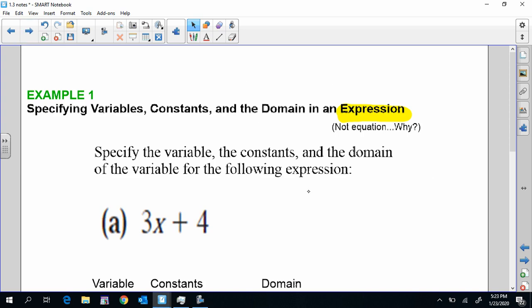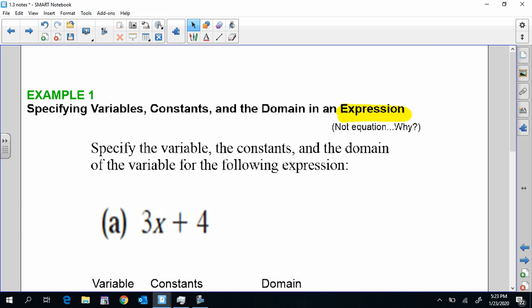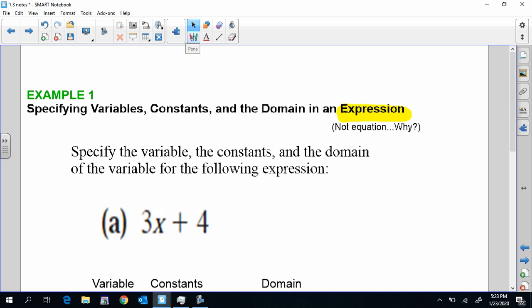In example 1, we're talking about specifying variables, constants, and the domain of an expression. You'll notice down there I wrote, why is it not an equation? Think about that in your head. Most of you realize there's no equal sign, okay? So we're going to talk today more about this concept of domain and what it means, and we'll define it.